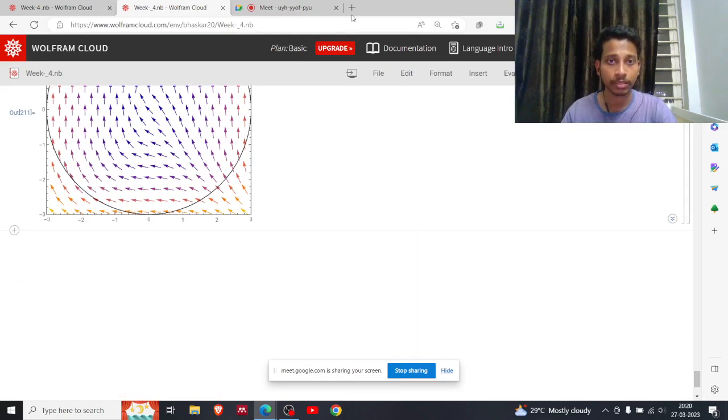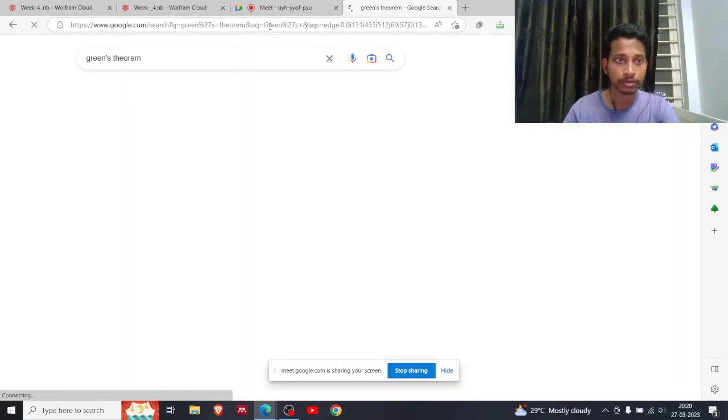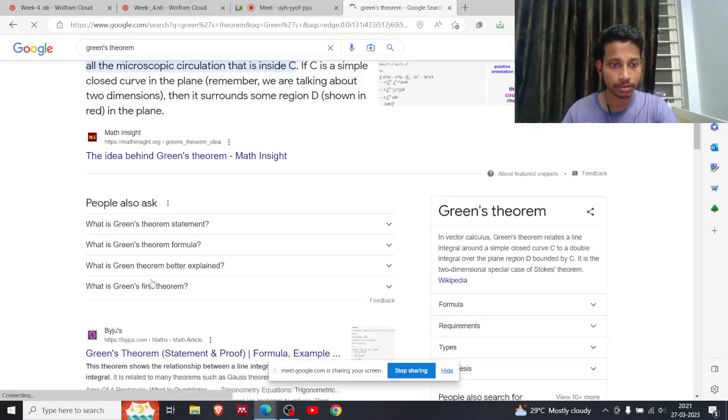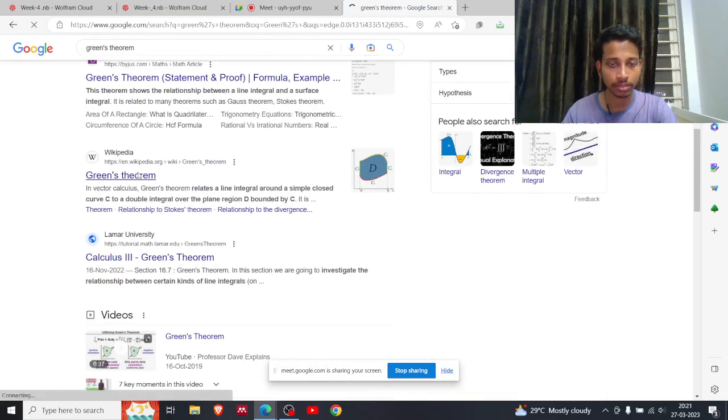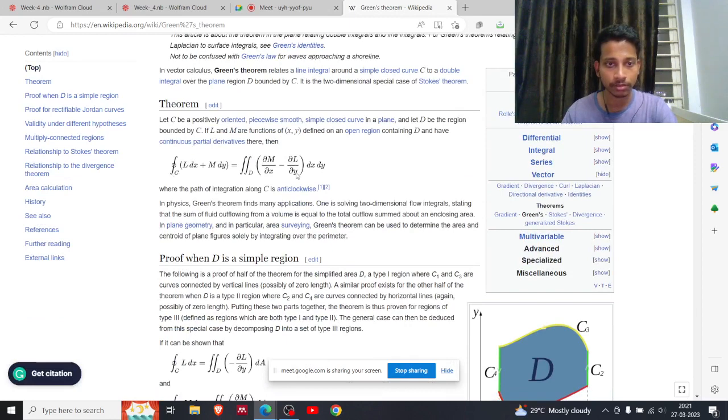So basically if you want to see Green's theorem, it is like this one. There is a part that is the integral of L dx, and then there is a part that is M dy. If we want to calculate this integral, we have to do a double integral of del M by del x minus del L by del y. This is Green's theorem.